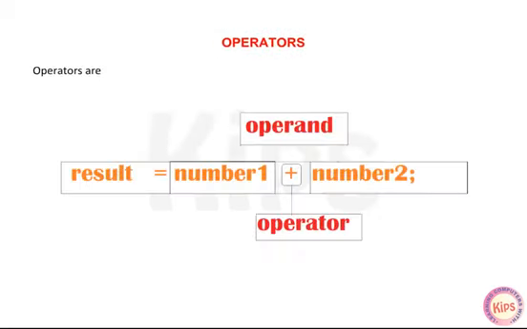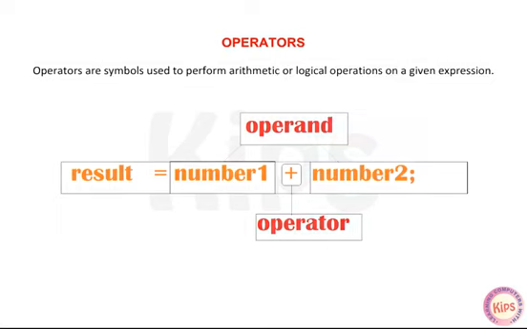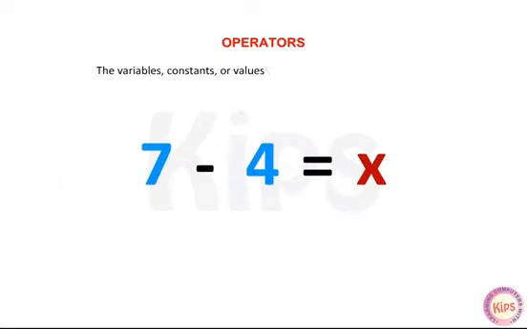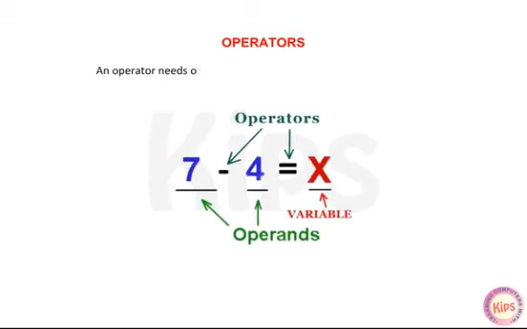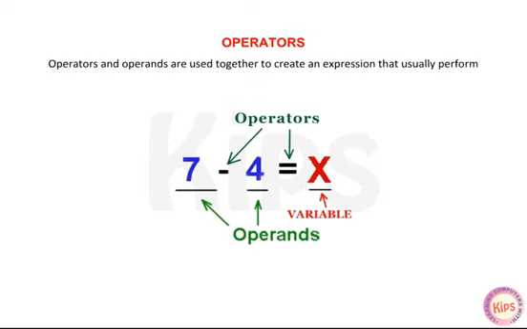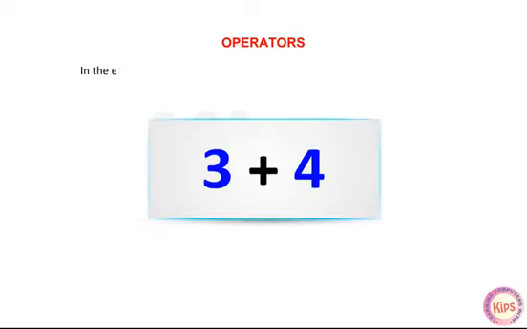Operators. Operators are symbols used to perform arithmetic or logical operations on a given expression. The variables, constants or values are joined to build an expression. The variables or constants on which an operator is applied are known as operands. An operator needs one or more operands to perform any operation. Operators and operands are used together to create an expression that usually performs calculations. In the expression 3 + 4, 3 and 4 are operands, whereas + is an operator.